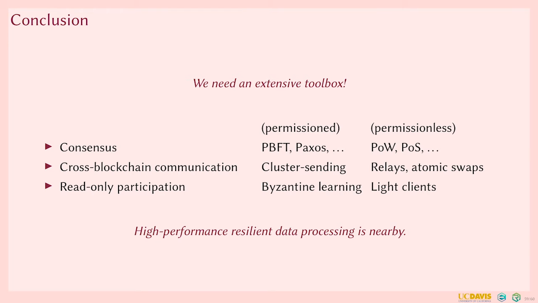For example, to enable sharding, we're going to need cross-blockchain communication. In the permissioned systems that we studied, this can be solved via cluster sending. In permissionless systems, we have relays for this and atomic swaps. We're also going to need ways to enable read-only participation. And in permissioned systems, we can do that via Byzantine learning. Whereas in permissionless systems, this can be done via light clients. But looking at all of this, we already can conclude that high performance resilient data processing, our main goal, is actually not that far removed from reality, and we are actually quite close to achieving that.